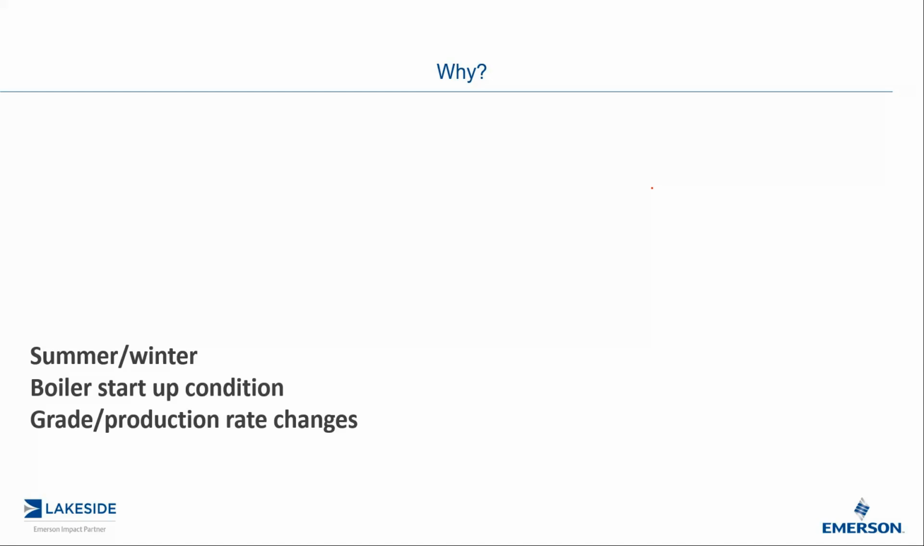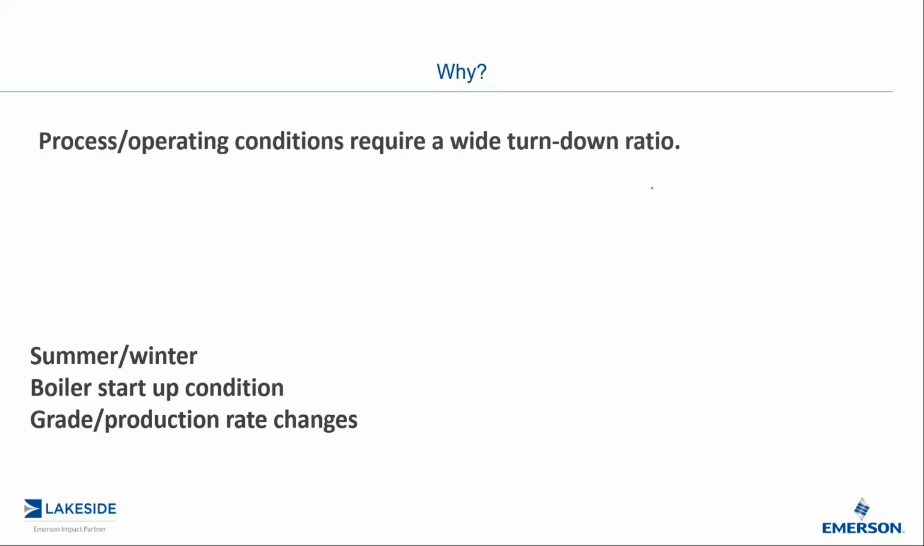Boiler startup conditions. When you're starting up a boiler, especially large boilers, when you're idling them, the conditions are very low flow. We need to be able to control at low flow, but also at normal and high flows. Grade changes, production rate changes. We can have different production rates that will obviously affect the conditions.